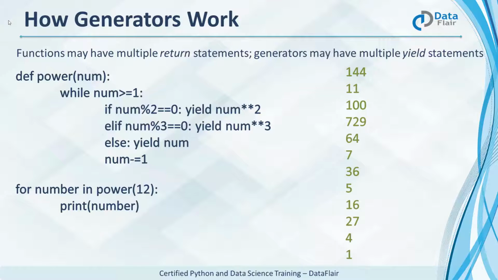Square of 12, 11, square of 10, cube of 9, square of 8, 7, square of 6, 5, and so on. 6 is both divisible by 2 and by 3. But since it checks for divisibility by 2 first, it yields its square, not its cube.